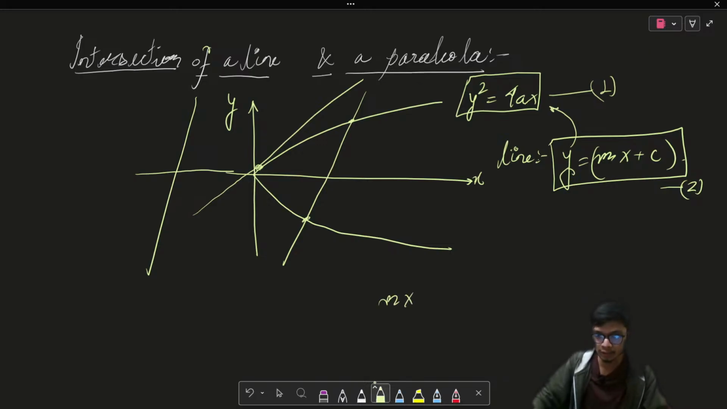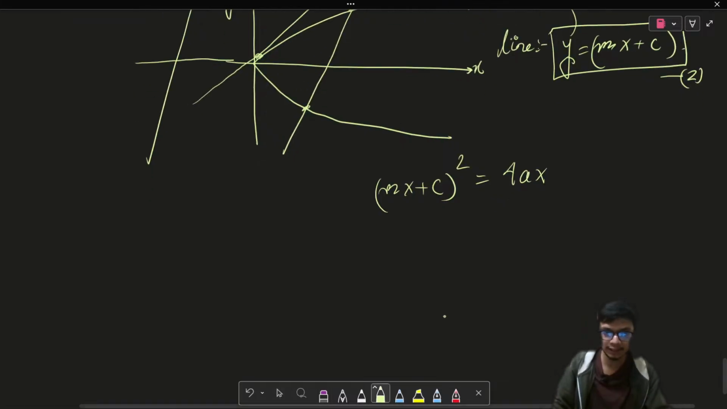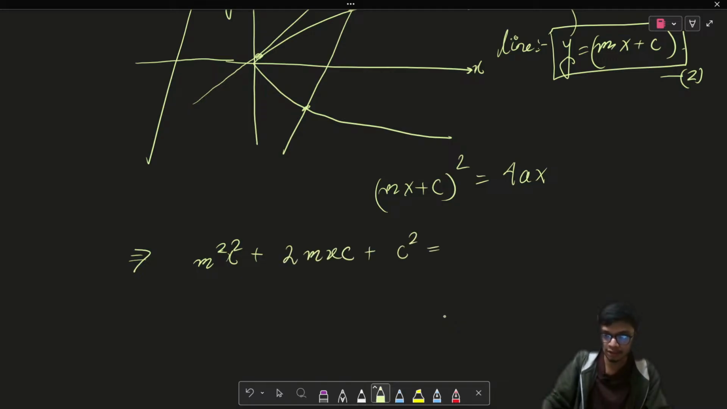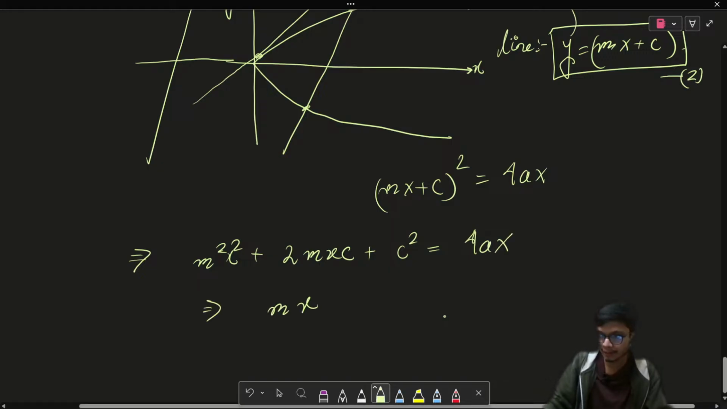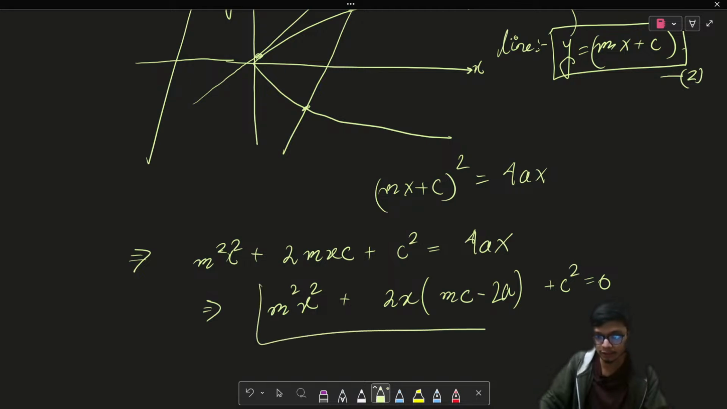That quadratic will look something like (mx plus c) whole square is equal to 4ax. If I keep solving it further, m square x square plus 2mcx plus c square is equal to 4ax, which I can make into a quadratic: m square x square plus 2x times (mc minus 2a) plus c square equals 0. This is the required quadratic in x.